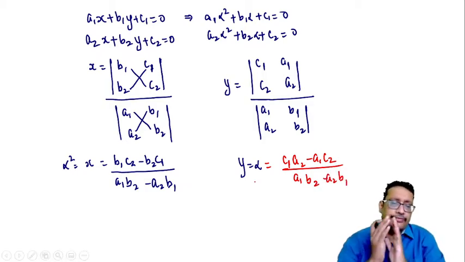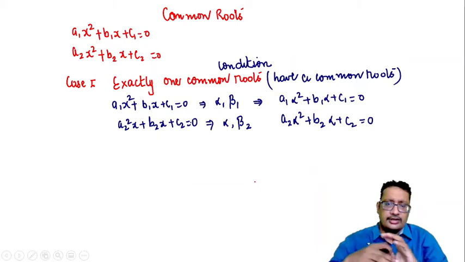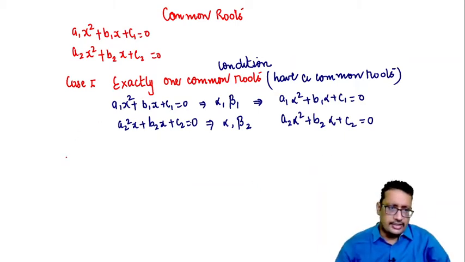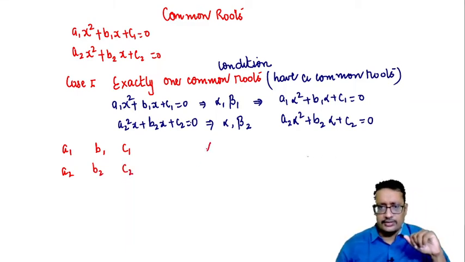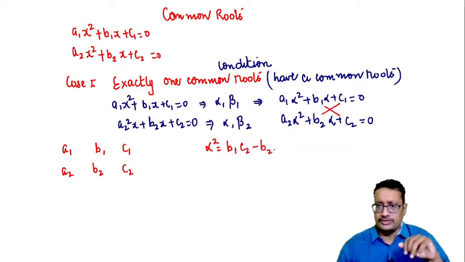Okay, so from here I will slide here. I am writing like this, to remember: a1, b1 and c1, again a2, b2 and c2. So what is alpha square? Alpha square is just calculated. See here, b1 c2 minus b2 c1, divided by a1 b2 minus a2 b1. Check it.